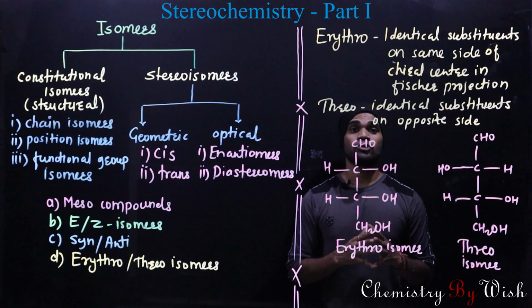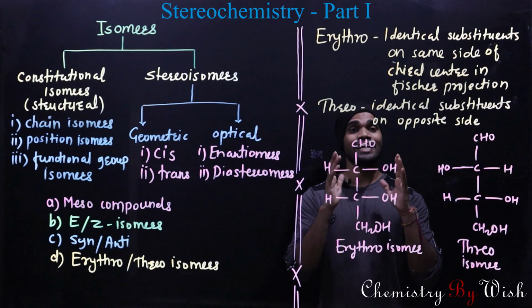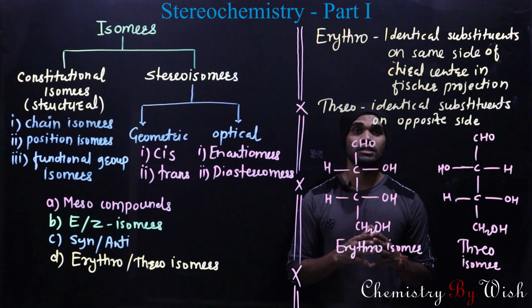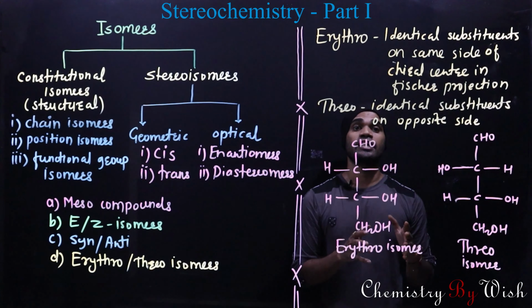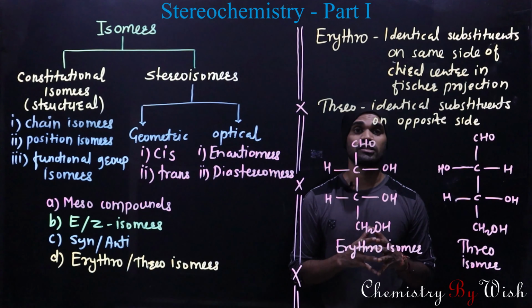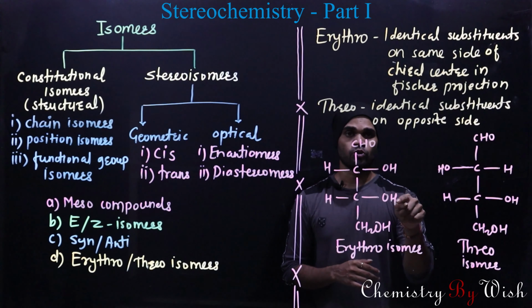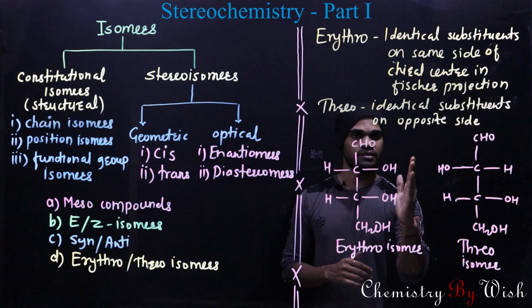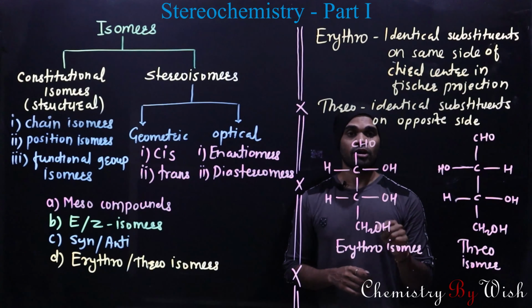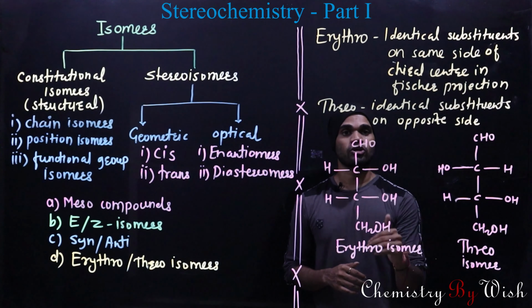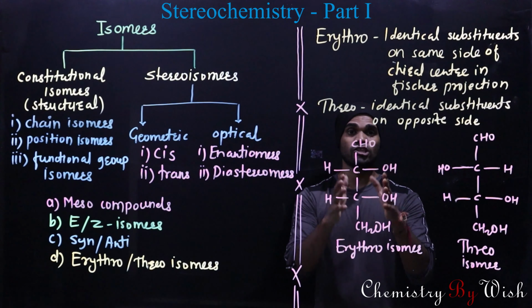So the last point of today's video, that is the erythro and threo isomers. So what are the erythro isomers? If identical substituents are on the same side of the chiral center in a Fischer projection, they are called erythro isomers. And what are the threo isomers? Identical substituents on opposite side of the chiral center in a Fischer projection, they are called as threo. So in this example, this OH group and this OH group are on same side of the chiral center. That's why these substituents are erythro to each other. So this isomer is called as erythro isomer.